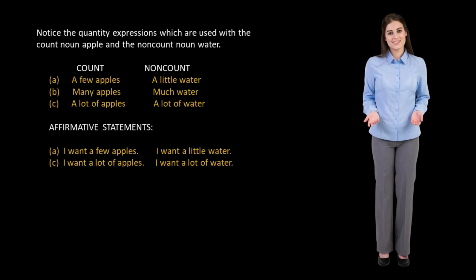Notice the quantity expressions, which are used with the count noun apple, and the non-count noun water. Count, non-count. A few apples, a little water. Many apples, much water. A lot of apples, a lot of water. Affirmative statements. For example, I want a few apples. I want a little water. I want a lot of apples. I want a lot of water.